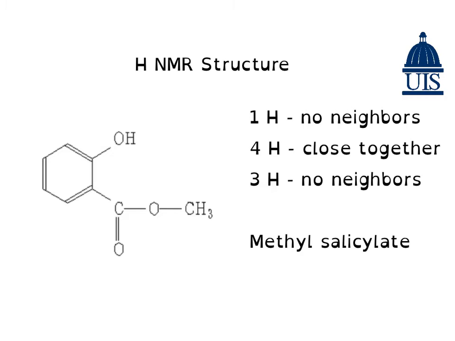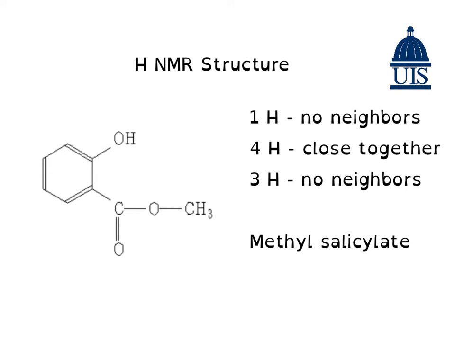So according to our MR, IR, and proton NMR, this is the structure we came up with that fits the requirements found in the spectra. So as we can see here, we have one proton with no neighbors, which can be found here off of the alcohol. We have 4 protons that are close together, which are going to be the 4 on our ring here. And then we have 3 protons that have no neighbors, which can be located right here in the structure. And the structure we drew for this is methyl salicylate.